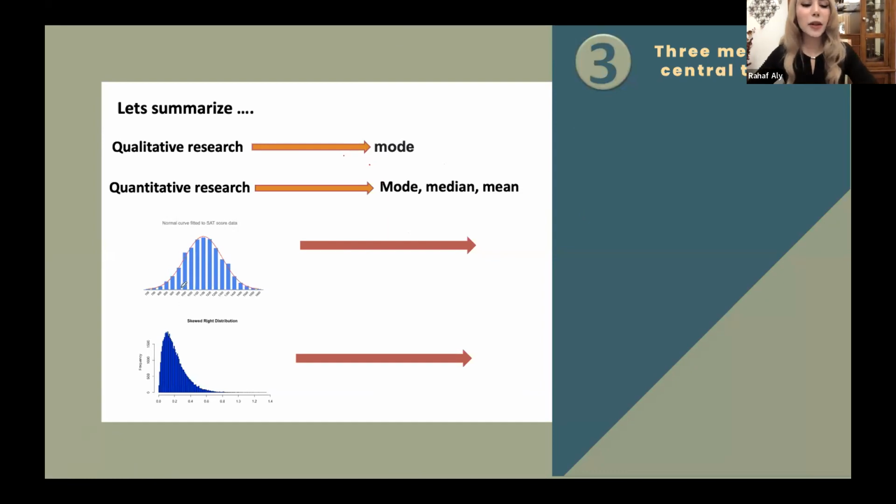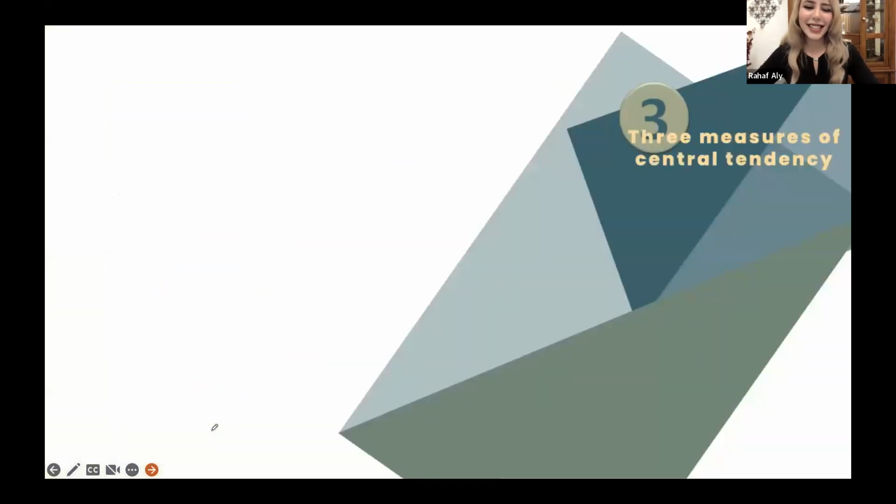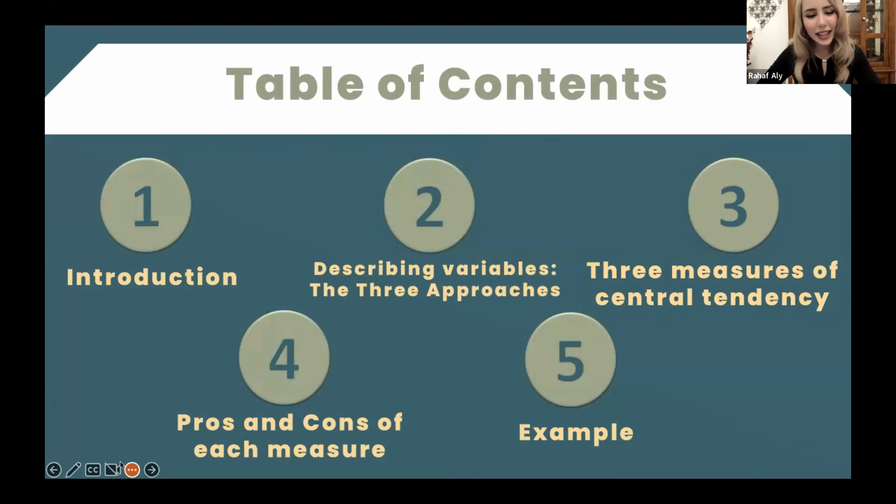Okay, so look at this graph right here. This is a bell-shaped curve. What is the best thing we can use for it? If you guess the mean, then you're right. And what about this positively skewed data? What's the best thing to use? I think you guys memorized it by now. It's the median.